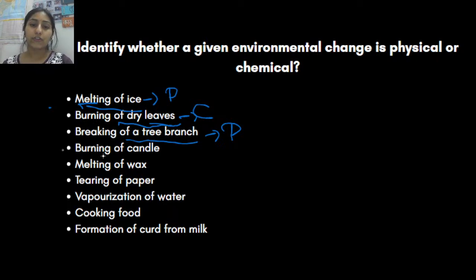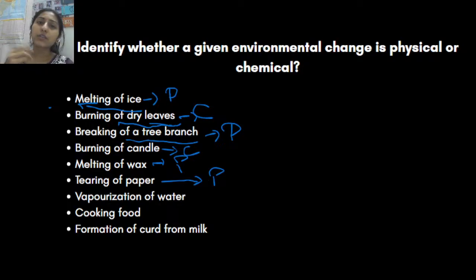Then again, burning of a candle, as we discussed in the previous discussion, is a chemical change, whereas melting of wax is a physical change, right? Then again, tearing of paper is not undergoing any chemical change. It is a physical change because we can make many pieces of a particular paper, but the paper would still be paper. So we are not modifying the properties of the paper. So it is a physical change.